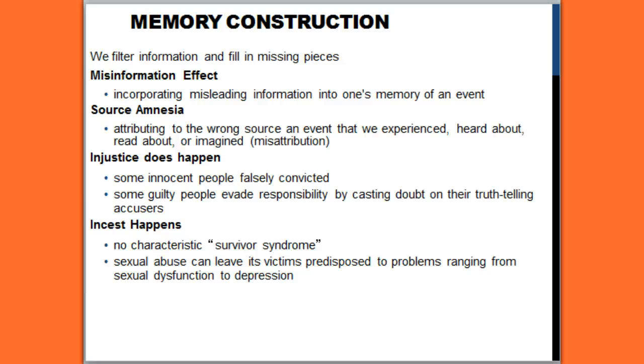Injustice does happen, and when we're talking about memory construction, there are people who are innocently accused of crimes and shouldn't be. DNA testing, with the development of that technique, has made it better. And some guilty people do evade responsibility by casting doubt on their truth-telling accusers. If they can create a reasonable doubt, and remember the term is reasonable doubt, and you cannot create a memory construction for the jury so they see clearly what happened, they can't convict. A lot of juries are instructed that you can't convict somebody if it isn't clear.